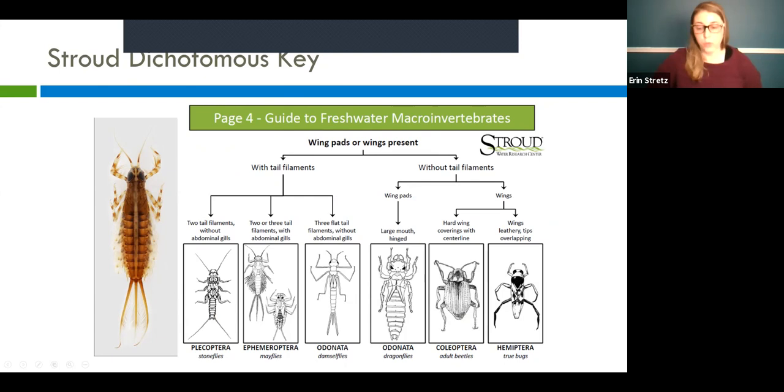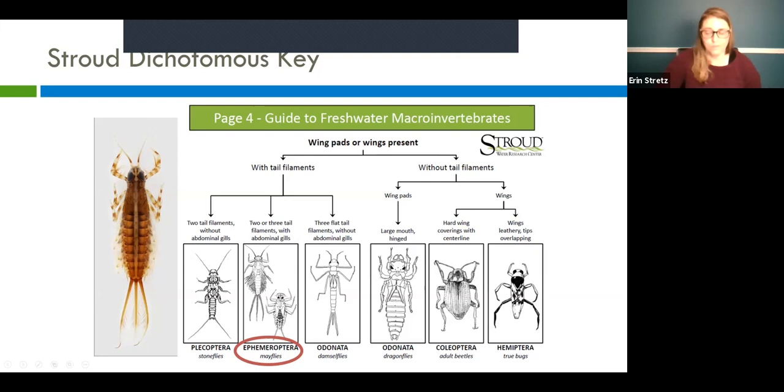This has 3 very obvious tails at the end of the body here. So we can say, yes, it has tail filaments. Now we're deciding between these 3 types of macroinvertebrates, the stoneflies, the mayflies, or the damselflies. Now it's not a stonefly because stoneflies only ever have 2 tails. But this has abdominal gills, right? Can we see it's kind of branching soft tissue coming off the side of the abdomen? So we've got 3 tails with abdominal gills, and we have decided that this is a mayfly.